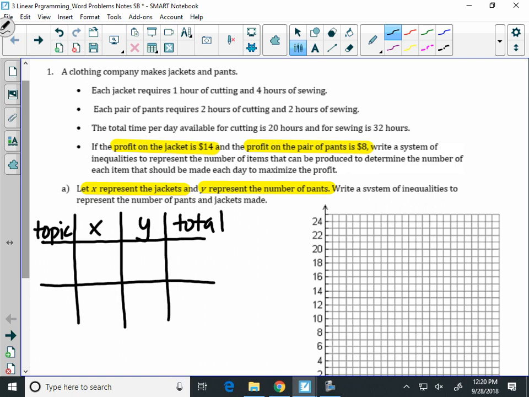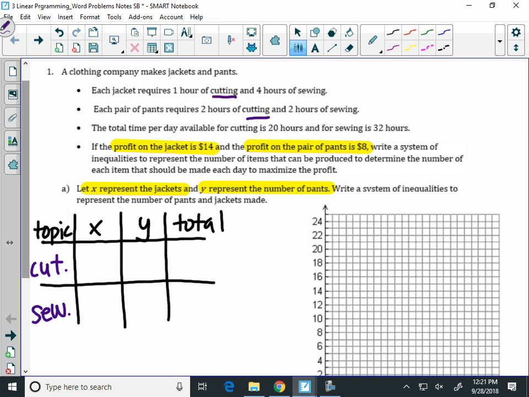Usually we have about 2 to maybe 3 equations. So we need to figure out what are our equations about. What are the topics of these equations? What do you think? Cutting and sewing. They give us information about cutting for both variables and about how long it takes to sew. So those will be your topic. One equation about cutting the fabric. One equation about how long it takes to sew the fabric.